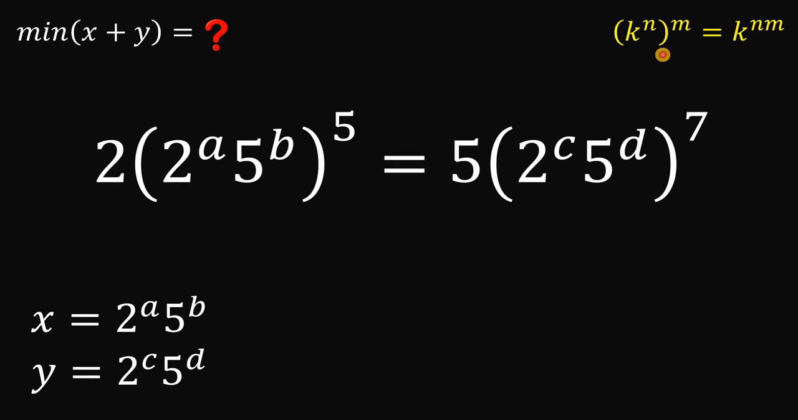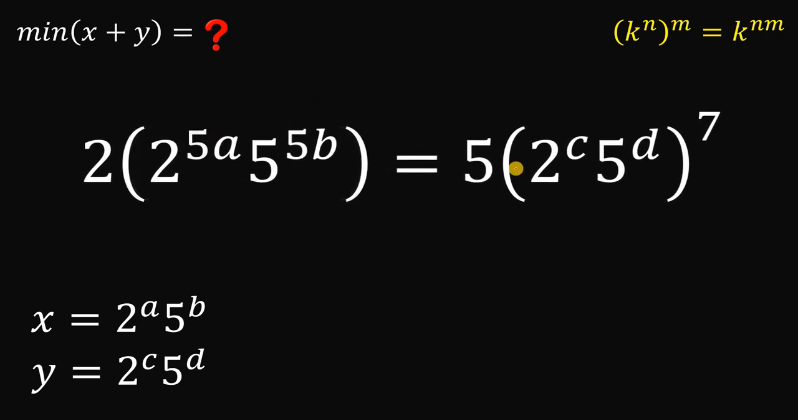Now let's use some laws of exponent. Take note that when we have k raised to the power of n, raised to the power of m, this can be written as k raised to the power of n times m. Therefore, we can multiply n and m. So the left-hand side can be written as 2 multiplied by 2 raised to 5a multiplied by 5 raised to the power of 5b, like this. And on the right-hand side, this can be written as 5 multiplied by 2 raised to 7c multiplied by 5 raised to 7d, like this.